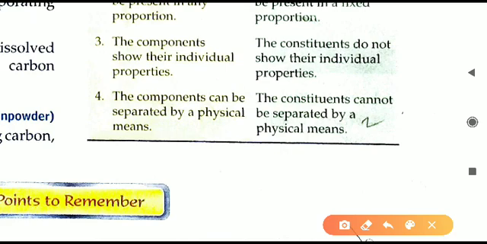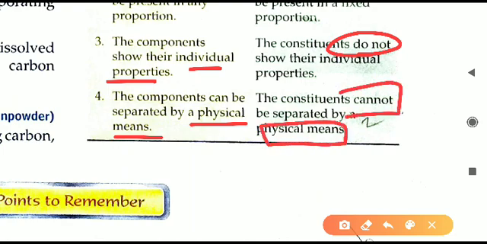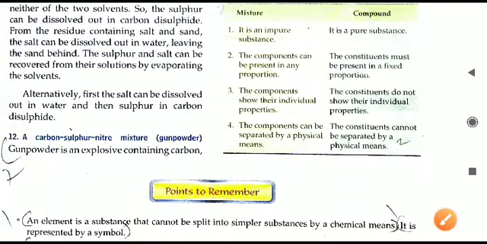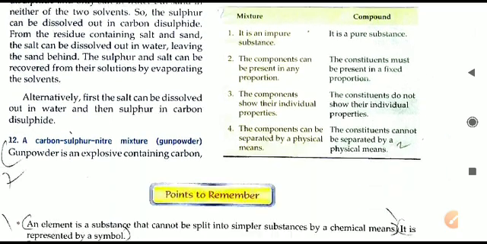Next, point number 3, the components of the mixture have individual properties, but in the case of the compound they do not have individual properties. Point number 4, you can separate the mixture by physical methods. Already we have seen in today's video all the physical methods one by one, like distillation, fractional distillation, chromatography. All these are physical methods and they are used to separate the components of the mixture. But these physical methods we cannot use in the case of compounds. For that there are certain other methods like decomposition, electrolysis. All these separate the components of the compounds. So these are chemical methods. So this is all about the difference here.